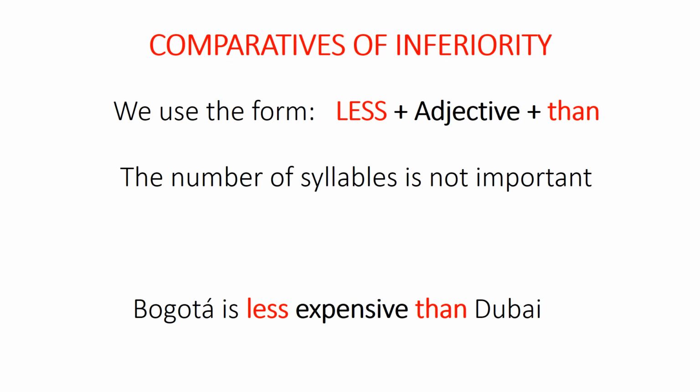To finish with, we have our last category of comparatives, comparatives of inferiority. In this case, it means that one element is inferior to the other element. And also, in this type of comparative, it is not necessary to take into account the number of syllables. For instance, Bogota is less expensive than Dubai.